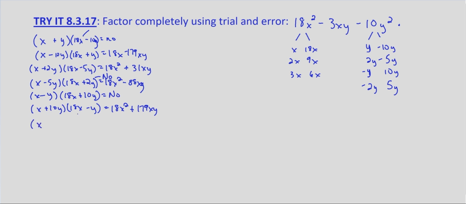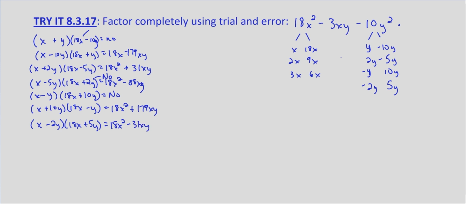So then we're on to the fourth row for the factors of the last term. So x minus 2y times 18x plus 5y. That equals 18x squared plus 5xy minus 36xy. So that's going to be minus 31xy. So we know that's not it.